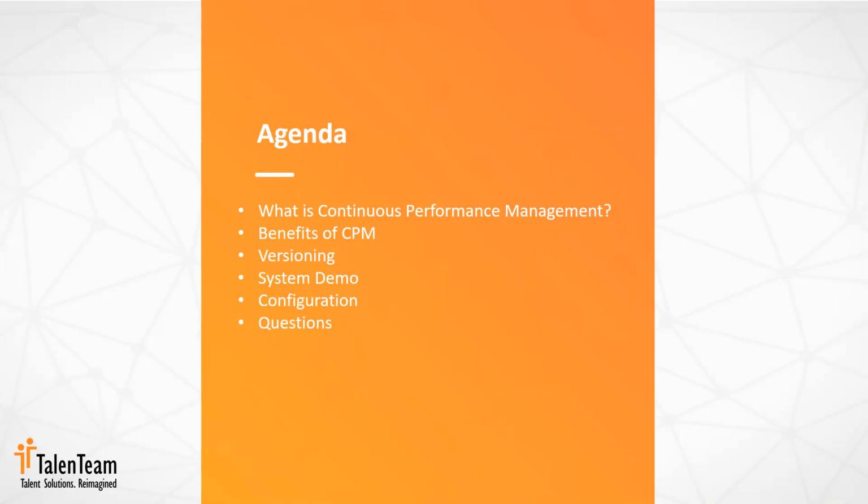So in terms of the agenda that we'll be covering today, we're going to be looking at what is continuous performance management. We'll be looking at the benefits of CPM, and you'll see CPM written all over SAP information regarding continuous performance management as their acronym. We'll talk about versioning. Some of you joining the webinar today may already have continuous performance management, and we'll talk about the previous version and the new release and how that can impact and the different ways that you can utilize that.